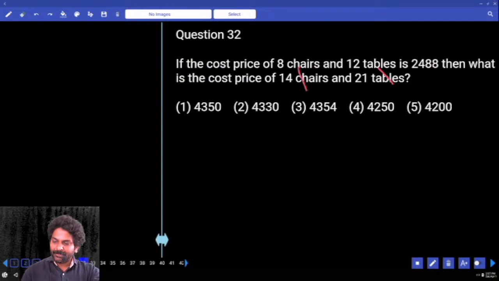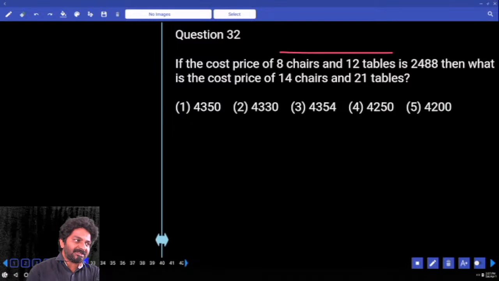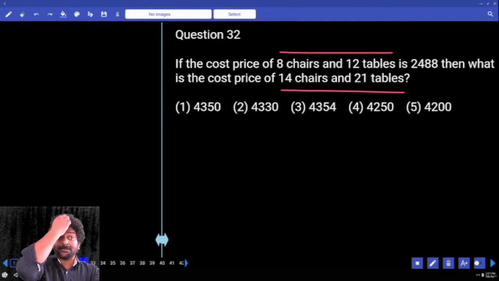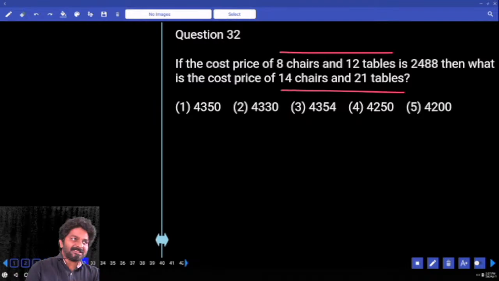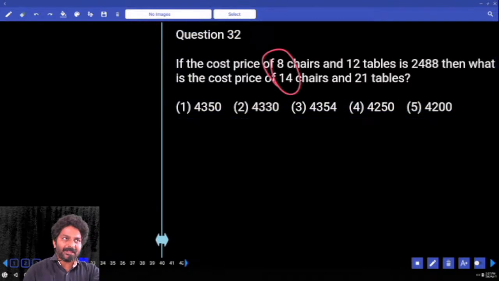Agreed or not? Now in the initial number, chairs to tables, what is the ratio? 2:3. And in the question also, what is the ratio between chairs and tables? 2:3. It is in the same ratio, so we can answer the question. Now identify the relation between 8 and 14. Using 8, how will you get 14?